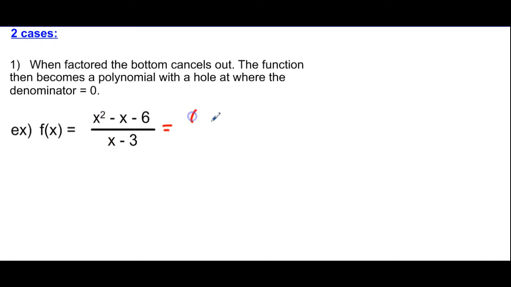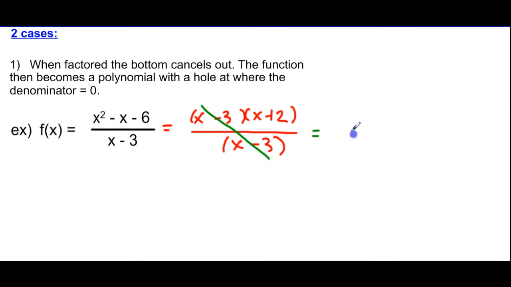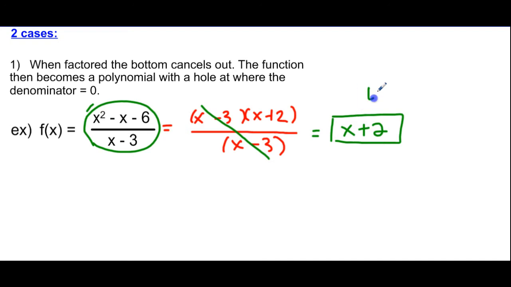So this top part, if we factored it out, would be x minus 3, x plus 2, just like we saw before. x minus 3 can't really factor, so we're just going to leave it as x minus 3. So right here, in this case, we can cancel something out. We can cancel the x minus 3's, and then that becomes x plus 2. So we took this rational function, simplified it, and now we have this. So this is actually a linear equation, right? It's going to look like a straight line.